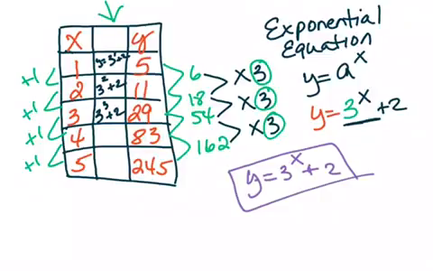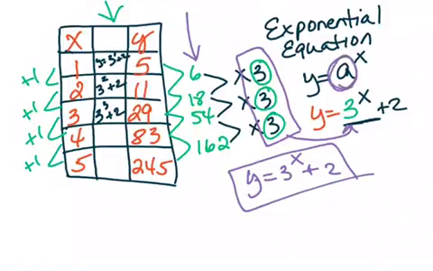So for exponential equations, you find the first difference, and then it's going to be a multiplication thing. And whatever that multiplication number is, that goes in the A part. That is the A.